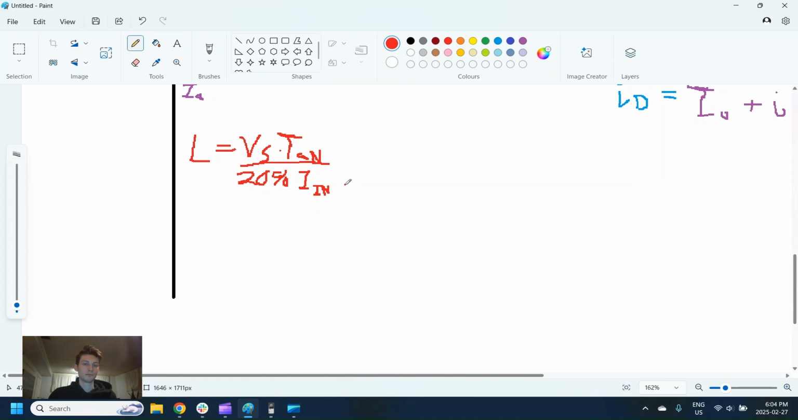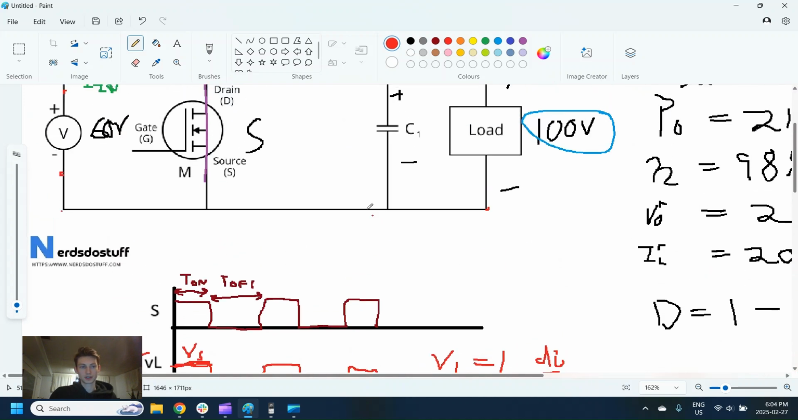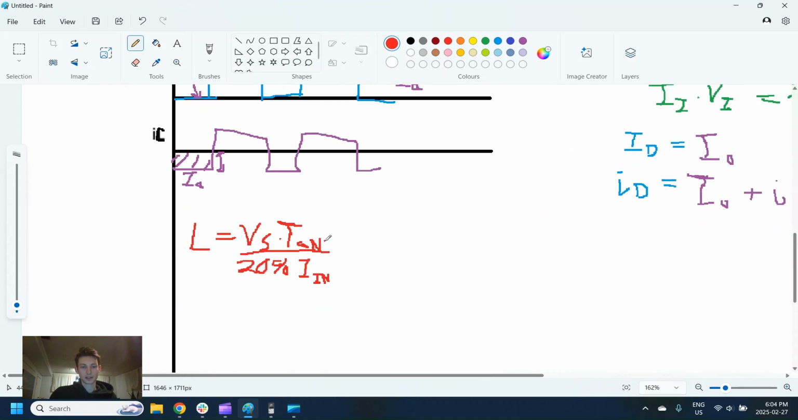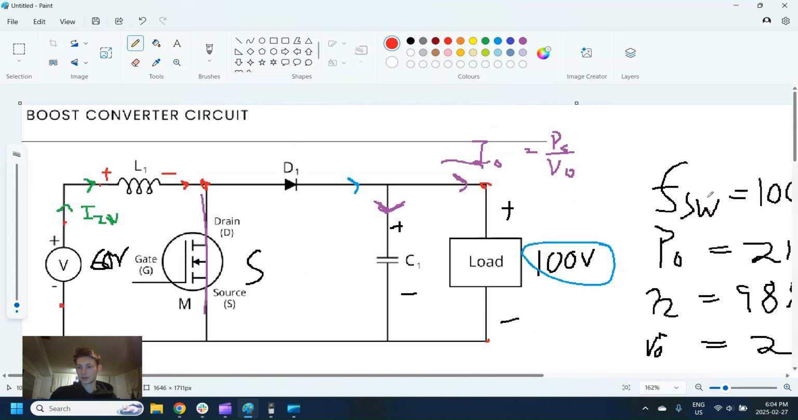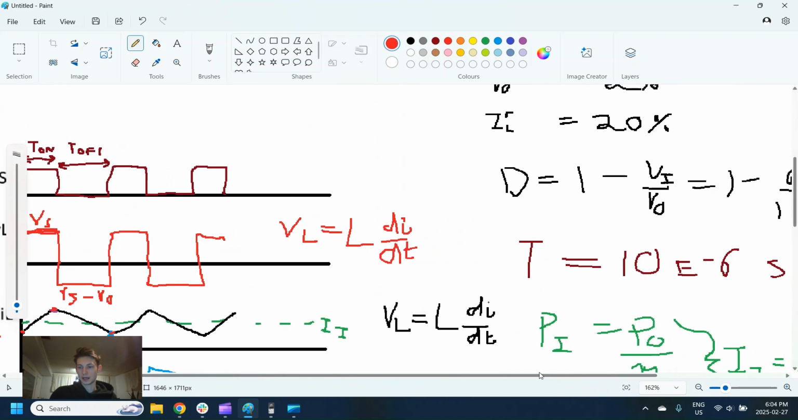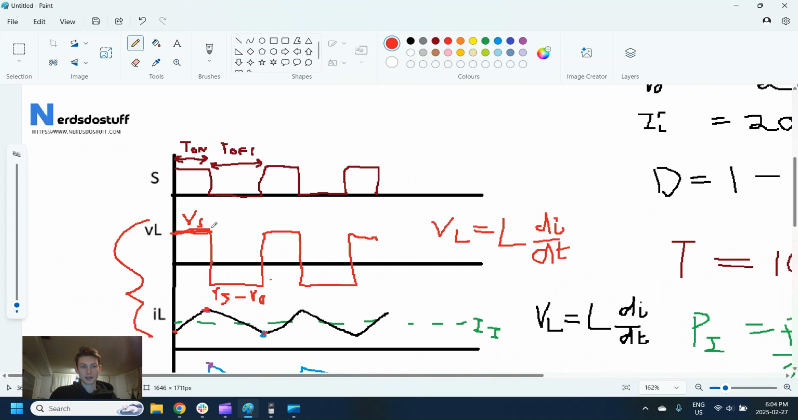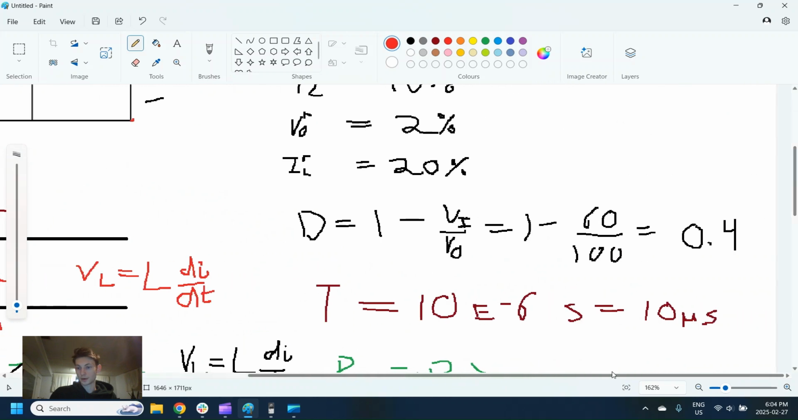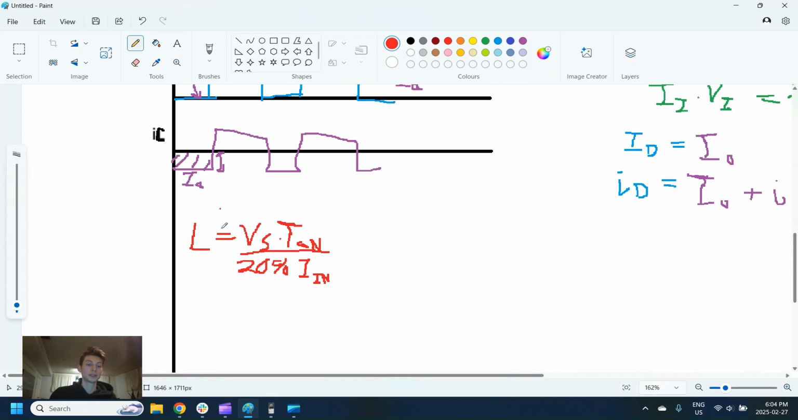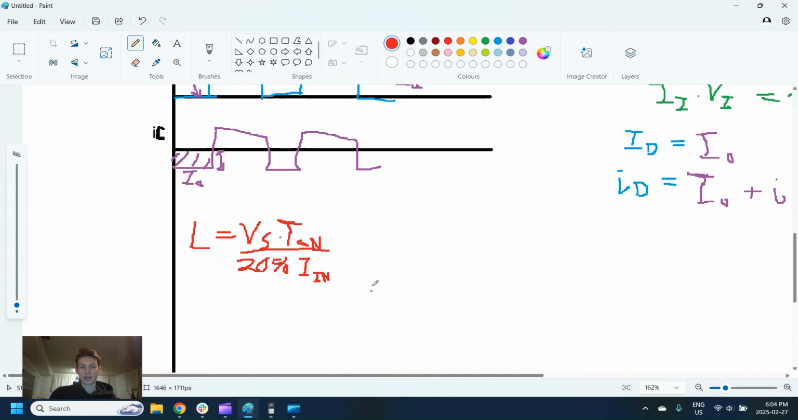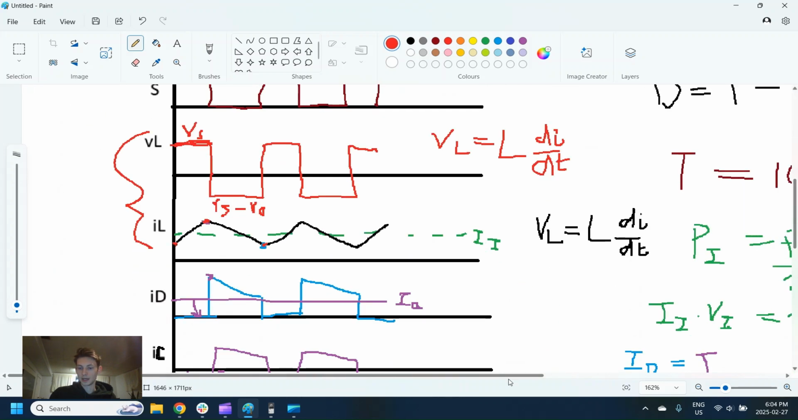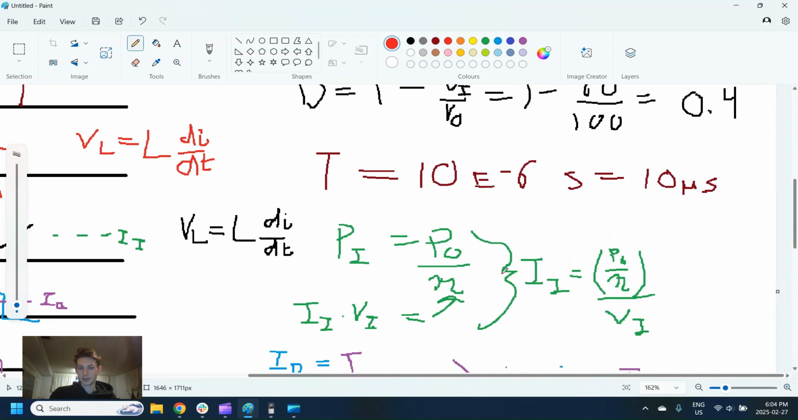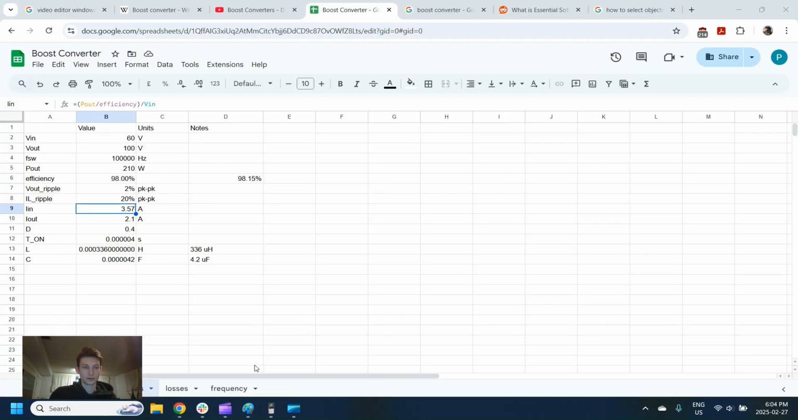That's pretty straightforward. So basically we have our source voltage, which is 60 volts. We have our time on, which is going to be, because we know our switching frequency, 10 microseconds times our duty cycle, because we're only on for 0.4 of that. So 4 microseconds on. And then 20% of I in. And I in is given by this formula here, in case you don't remember. I in is power out divided by efficiency, so that's power in divided by our voltage in. And that is all shown here.